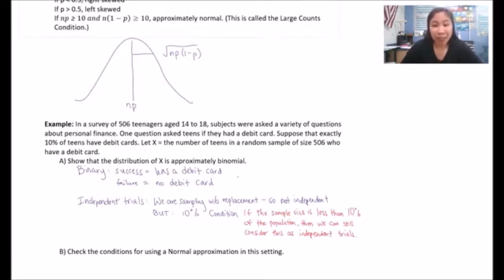So our sample size is less than 10% of the population of all teens. If this is the case, then we can still consider these to be independent trials. The reasoning behind this is, imagine you had a giant truck full of Snickers bars.